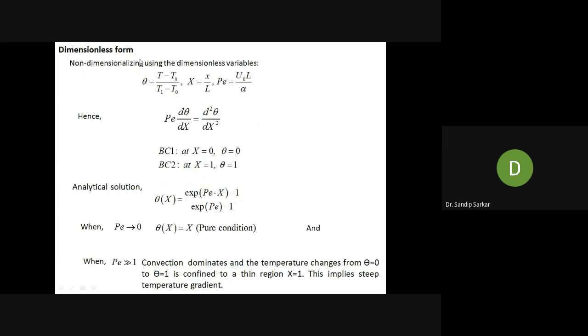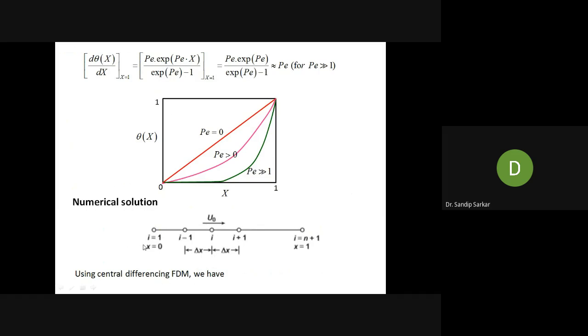This is the equation, and we are discretizing it. We first solved this equation analytically. Now we are solving the same equation numerically to see what happens for Peclet number much greater than 1, and for different Peclet number values in the numerical solution.